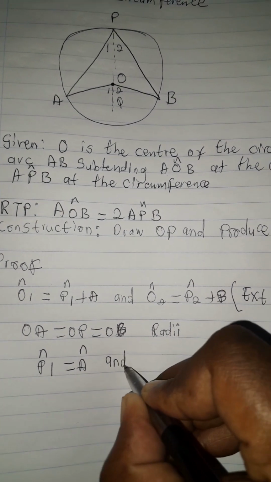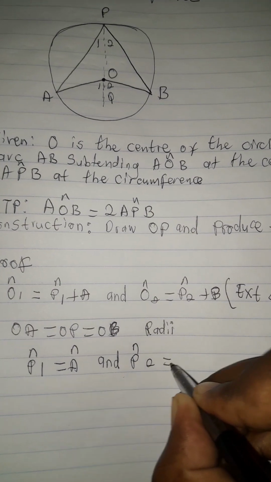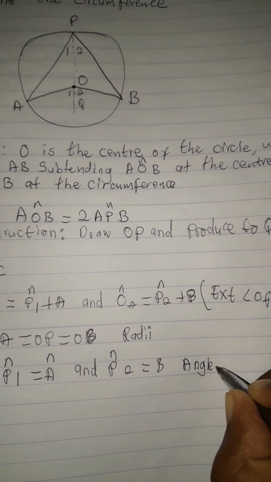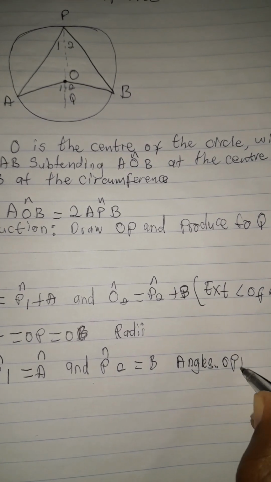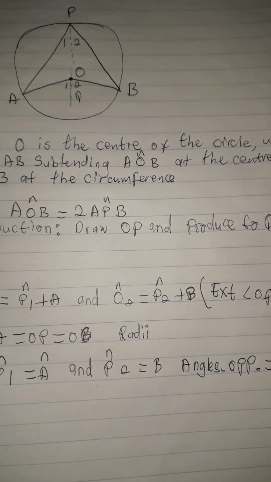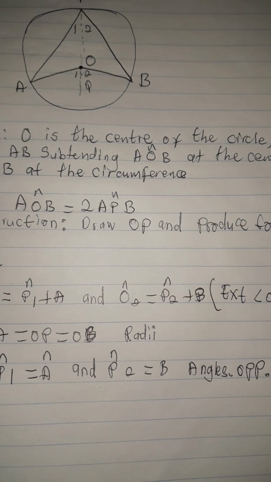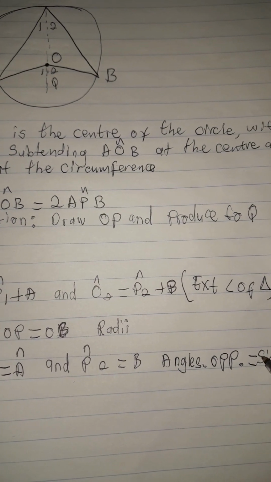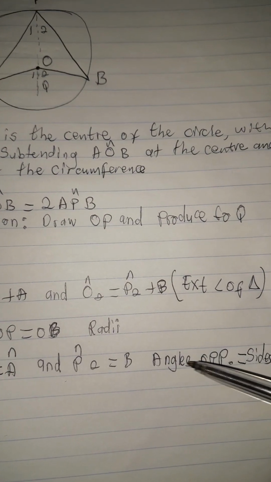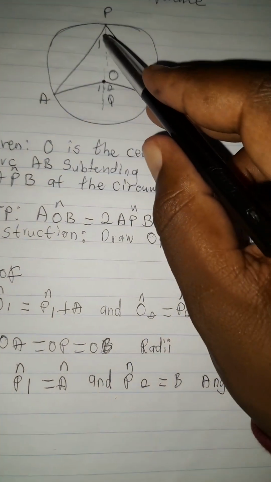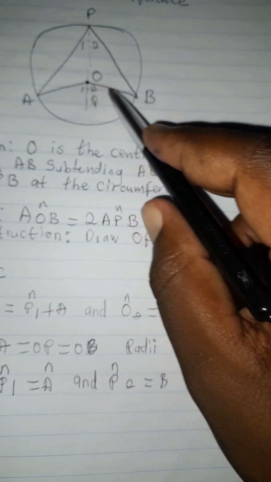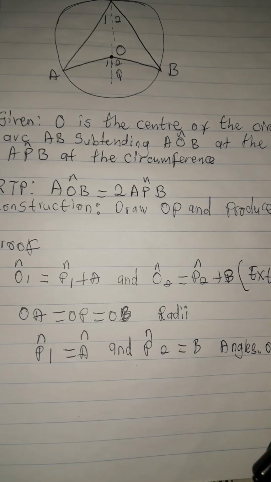Similarly, angle P2 is equal to angle B. What is the reason, guys? We are going to say angles opposite equal sides. We cannot say base angles of an isosceles triangle, right? We write it like this: angles opposite equal sides. Because this is isosceles, we can see that PO and OA are equal, and PO and OB are equal, right? I hope that is clear, guys.